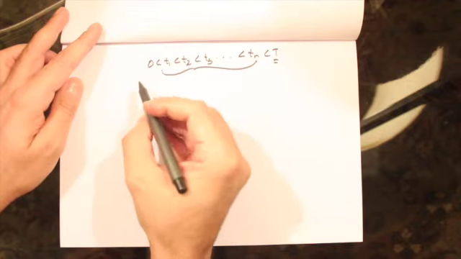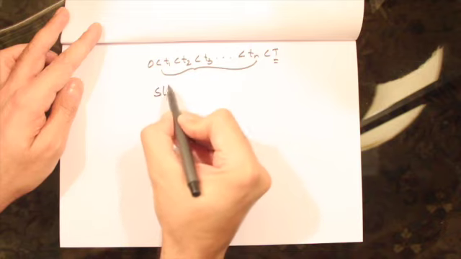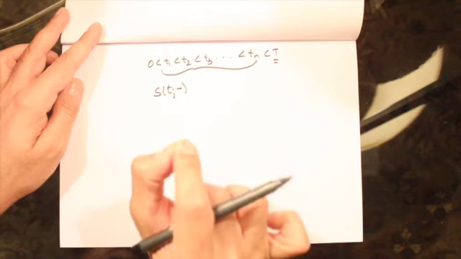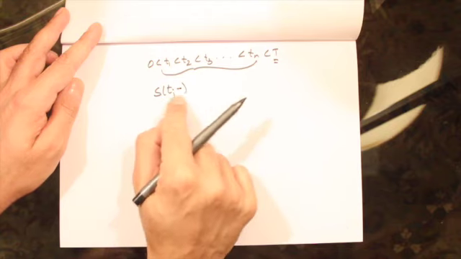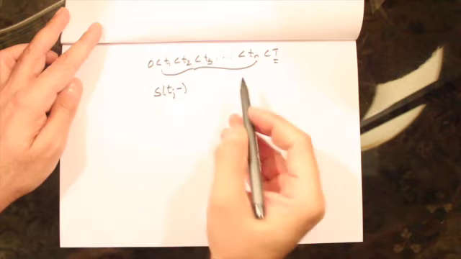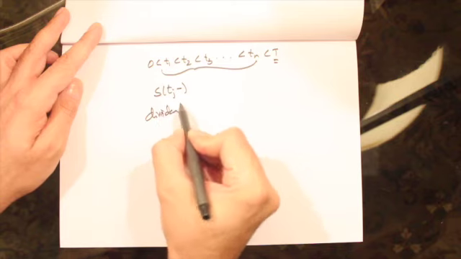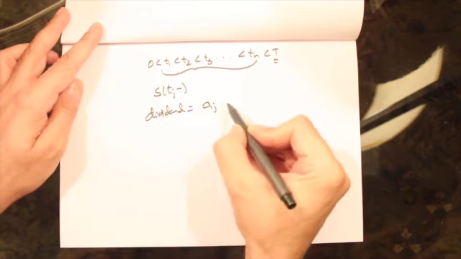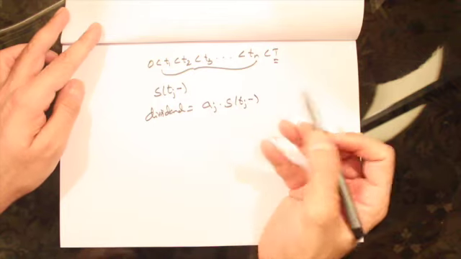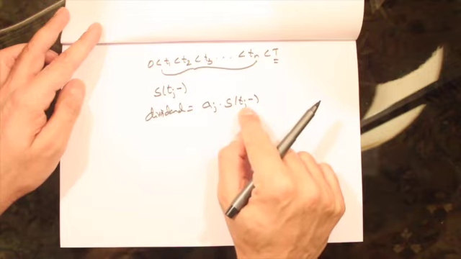Now let's further assume that just before the dividend is paid out, the stock is trading at S of Tj minus. So at time Tj, just when the dividend is about to get paid out, the stock just before the dividend gets paid out is trading at this level. And let's further assume that the amount of dividend that we get is given by Aj times S of Tj minus, where Aj is a number between 0 and 1. So this is the amount of dividend that's going to get paid out at time Tj.